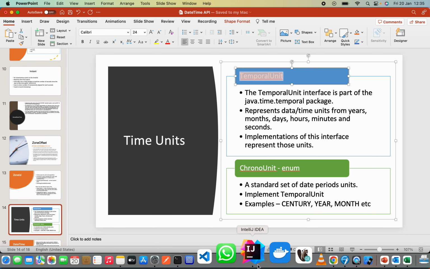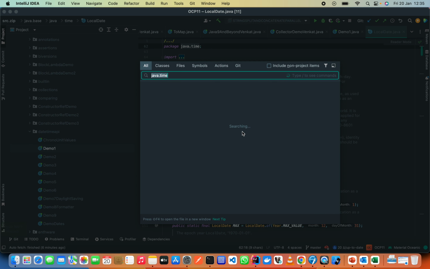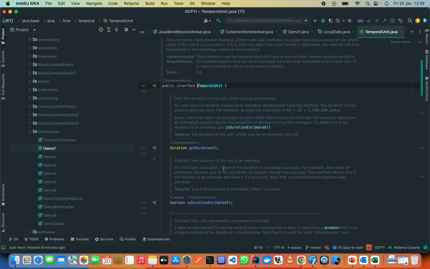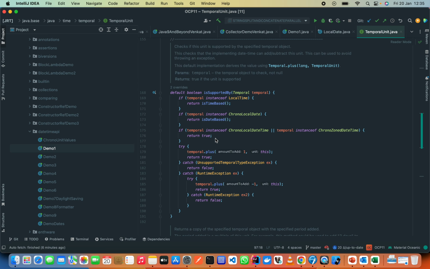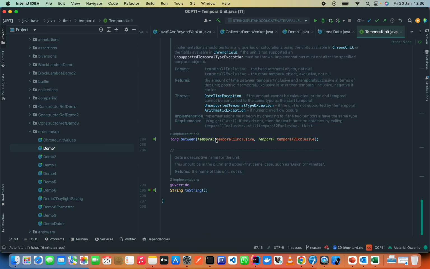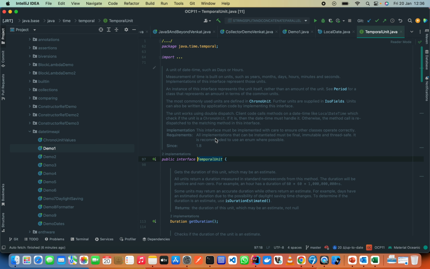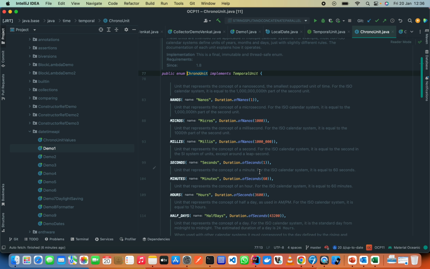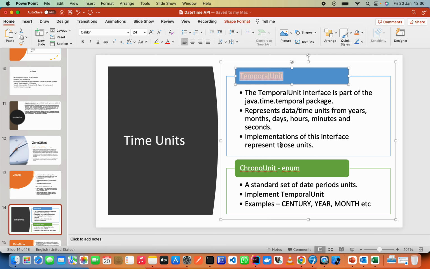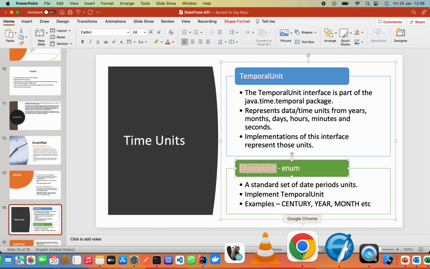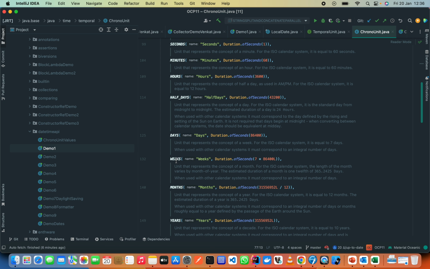So if I can just search for that. We see here we get duration and all those things that we require here, and we can get one of its implementations, which is this one. As you can see, nanos, micros, millis, and all that. That is why here it says implementations of this interface represent those units. It's because the chrono unit actually shows us the units that we are talking about.